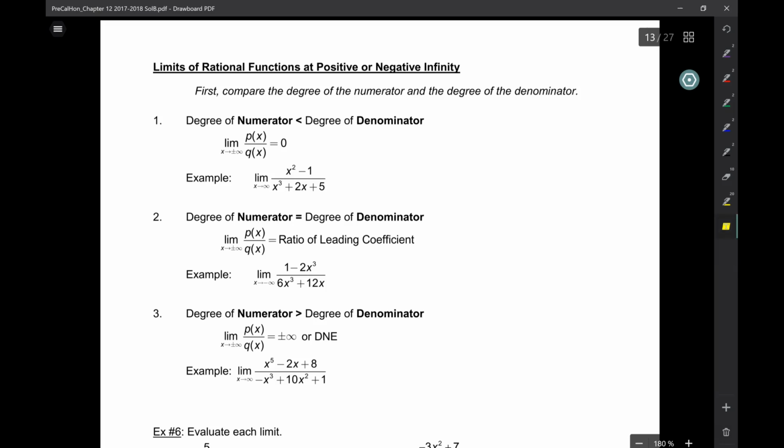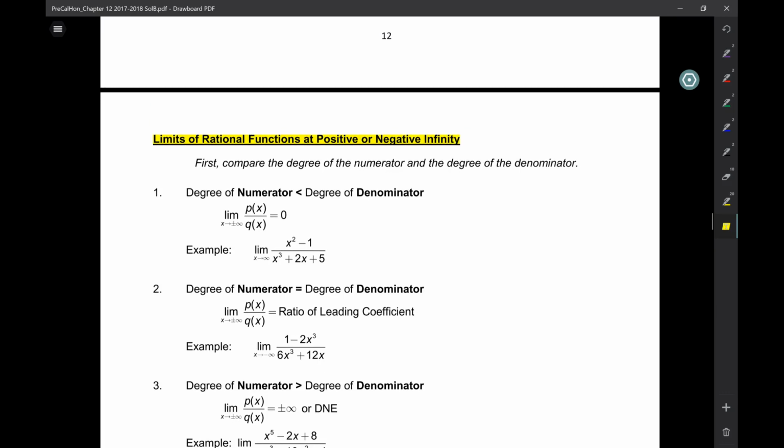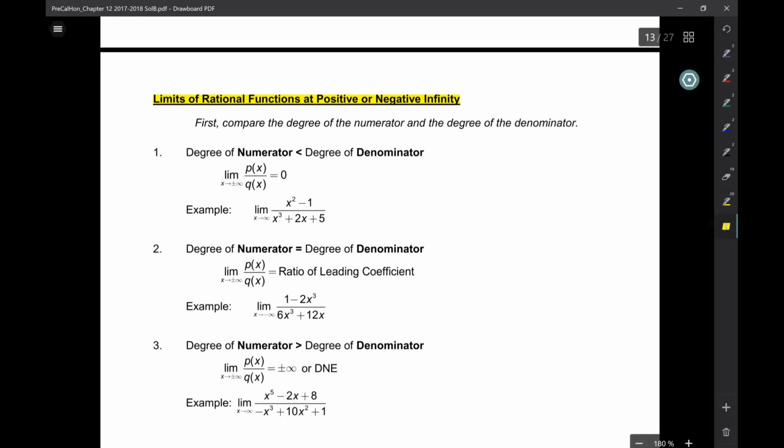So let's do a little bit of a summary. Limits of rational functions at positive or negative infinity. Rational just means, when you have a polynomial over a polynomial, like x cubed over 3 minus x. Okay, here's what we do. Compare the degree of the numerator and the denominator. The highest exponent in the numerator and the denominator.